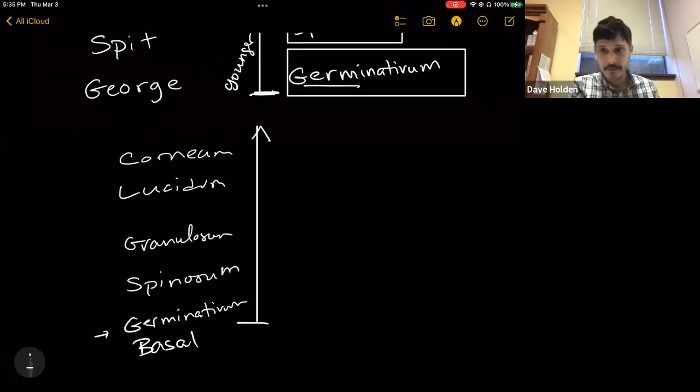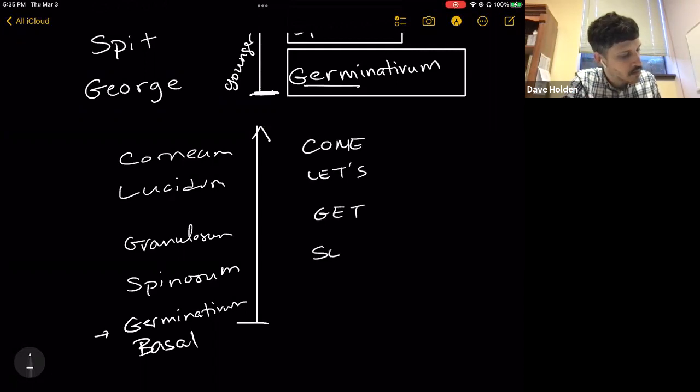So some people prefer to do their mnemonic device from the top down. I do have one for you. It is: come, let's get sunburned. Corneum, lucidum, granulosum, spinosum, basal layer. I know, it's not as funny.